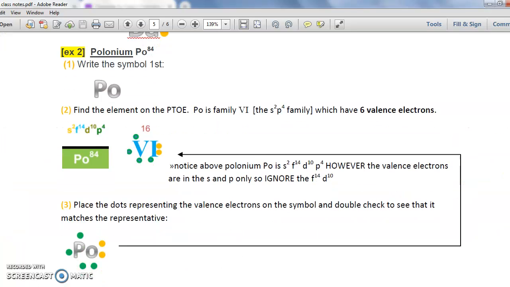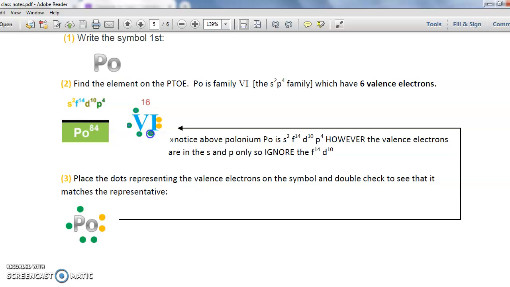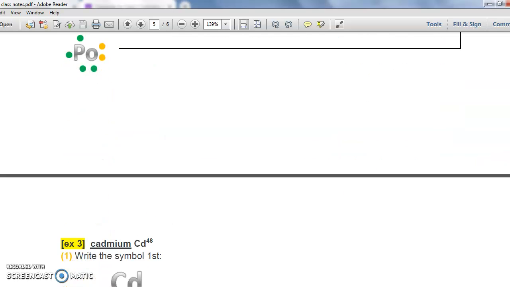So here's polonium. It's in Roman 6. We dot the 2 in the S and the 4 in the P. The F14 and the D10 are inner levels. It should look just like that. You do get to use that periodic table that we just used.